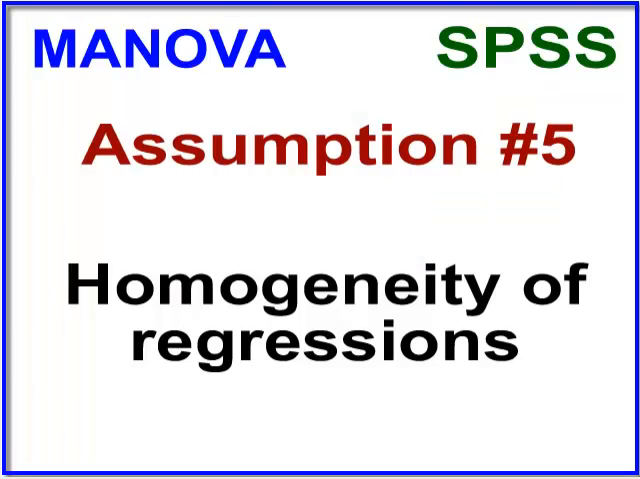Assumption number 5 is the homogeneity of regressions. We're going to go ahead and skip this assumption because this is a very complex assumption. The only time that you would use it is if you thought that the DVs should be in some specific order. That's called a step-down MANOVA. I'll say that again. If you think that DVs should be put in some kind of order, then you would run this homogeneity of regressions test.